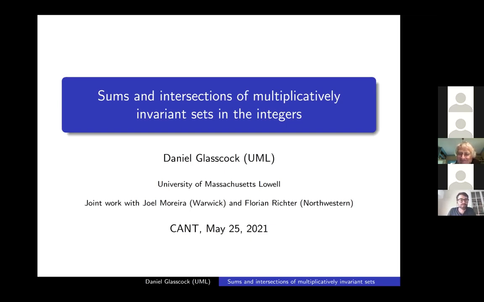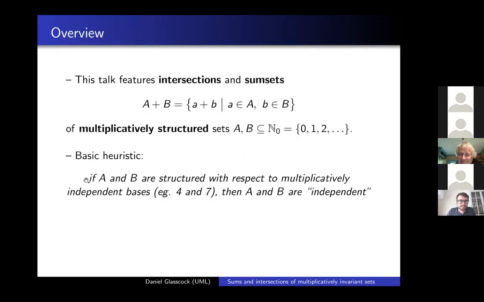Okay, so today I'm going to tell you about sums and intersections of multiplicatively invariant sets in the integers. We're going to talk about intersections and sum sets. At this point, maybe I don't need to define a sum set. The multiplicative structure we'll consider for these sets is structure that is described in base R or base S representations of integers. And the basic heuristic is that if A and B are structured with respect to multiplicatively independent bases, so for example 4 and 7, then these two sets are somehow independent. What independent means can change.